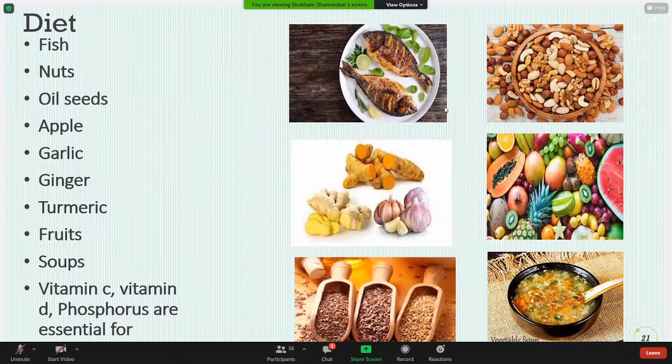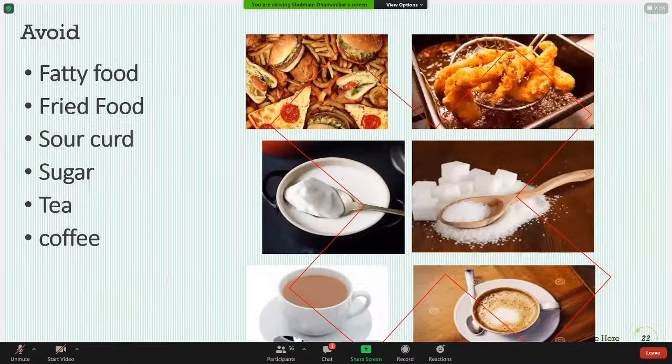What are the things we have to avoid in our diet? They are fatty foods, fried foods, sour curd, sugar, tea, coffee. These are all the things which we have to avoid in our diet.